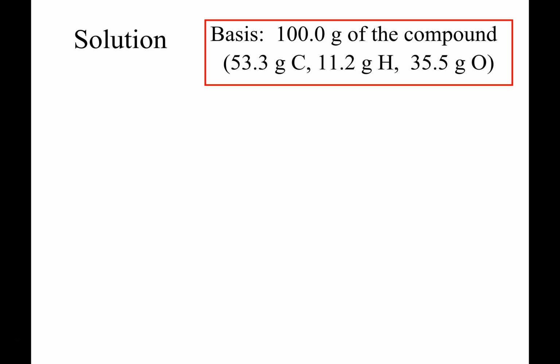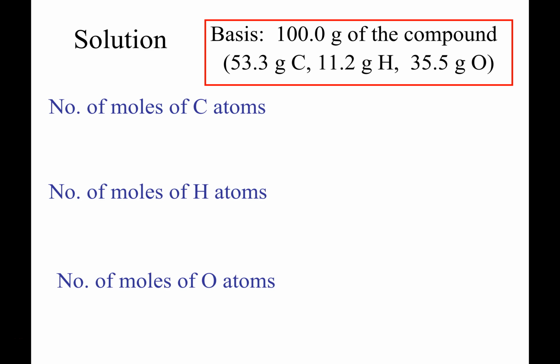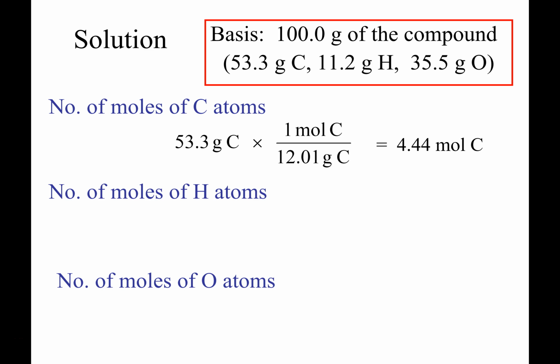The next step in working this problem is to take those grams and get into relative numbers of moles. We can convert grams to moles using the periodic table and the molar mass for carbon, hydrogen, and oxygen. For carbon, we take 53.3 grams of carbon and use the molar mass of carbon, 12.01 grams of carbon per 1 mole of carbon. Grams cancel, we have moles of carbon. How many sig figs? 3. So 4.44 moles of carbon.